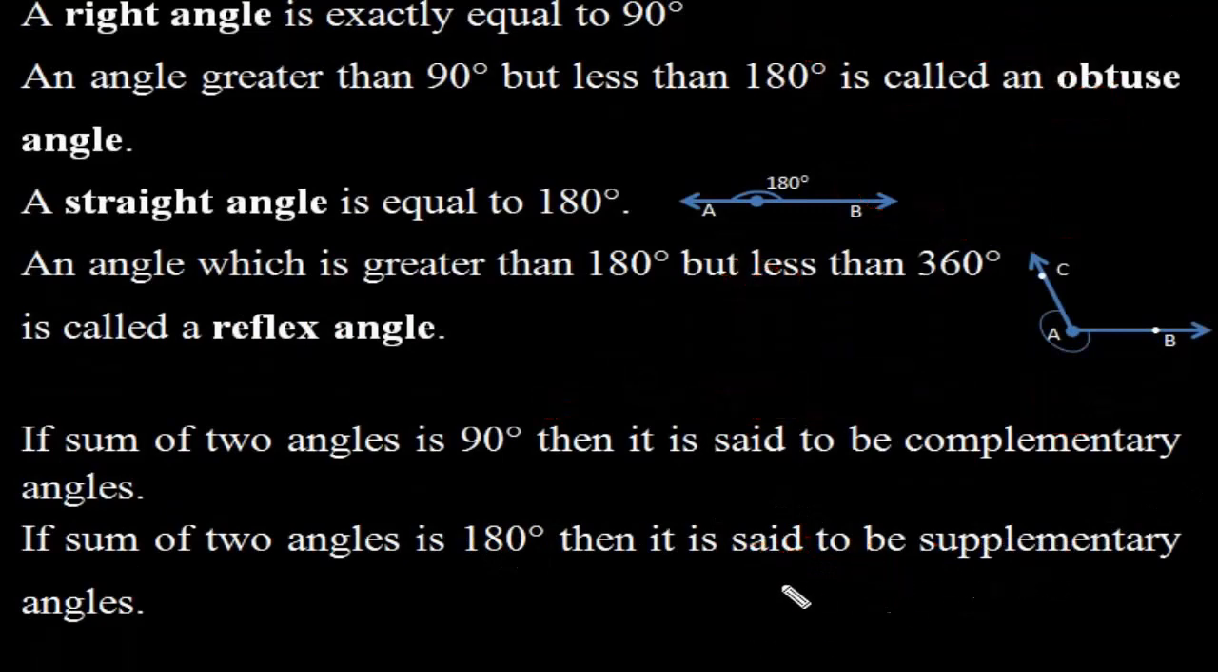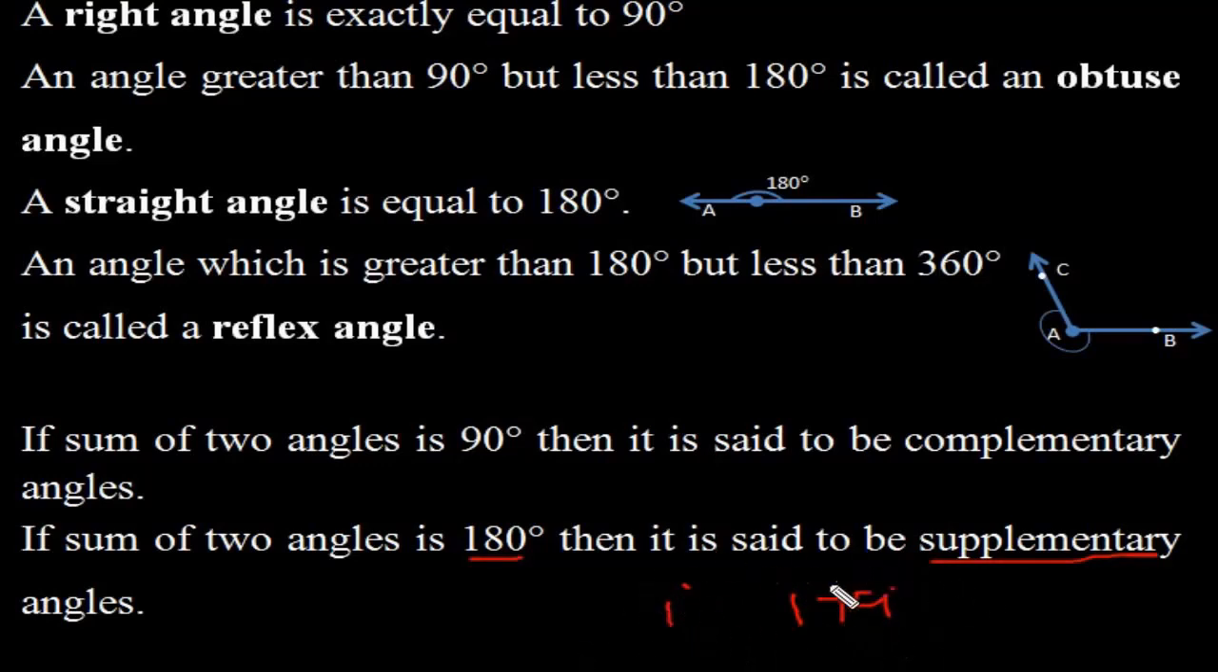Next one, if sum of two angles is 180 degree, then it is said to be supplementary angle. For example, we can take it as 1 degree and 179 degree. So the sum is 180. So we call these two angles as supplementary angles.